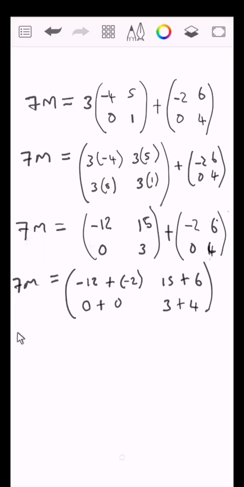Saka ngatiteitoni 7M is now equal to minus 12 plus minus 2. Zvakafanira kuti minus 12 minus 2, because panosangana plus na minus zvinova negative. Saka minus 12 minus 2 ndi minus 14.